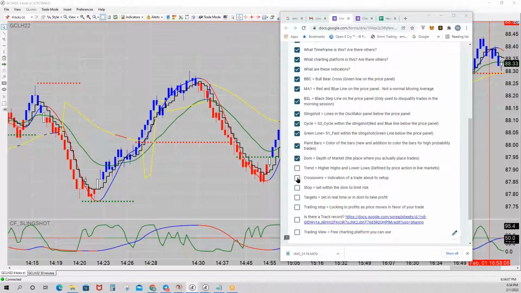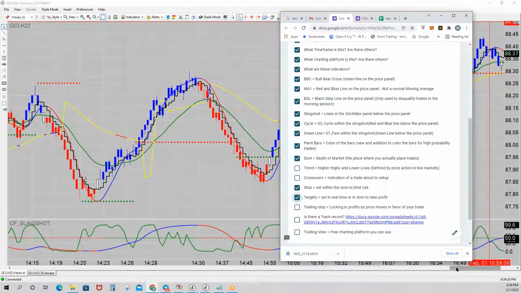Now, so I covered stops and targets. Trailing stops, when price starts to move, you'll learn how to trail your stop, and I'll be teaching you how to trail the stop and how to see where price should go to within the DOM. Okay, I'll give you ideas. I'll draw lines on the charts.